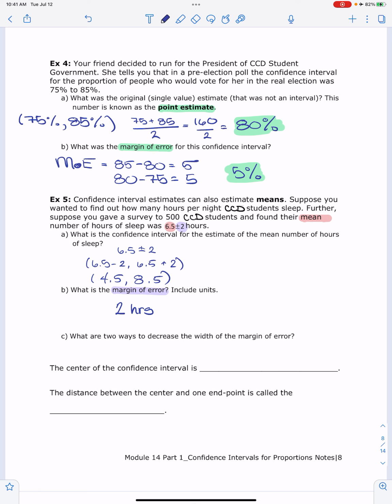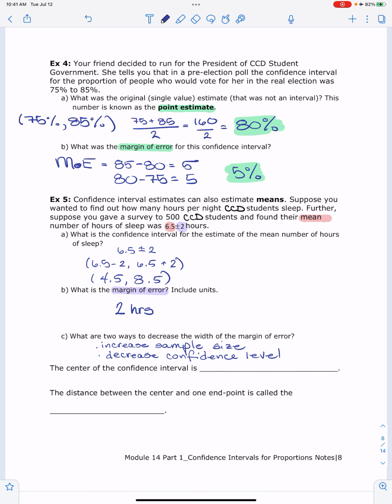We want to talk about or remind ourselves of ways to decrease the margin of error. I can increase the sample size. And I can decrease the confidence level. Which feels weird talking about that because we have not really talked about how to find or determine the confidence level. We're going to put those in there though.